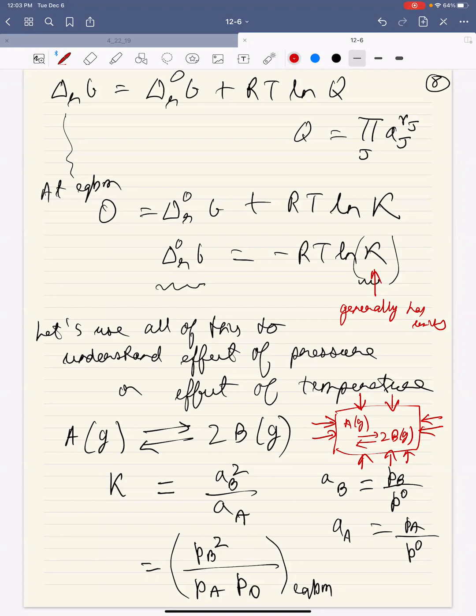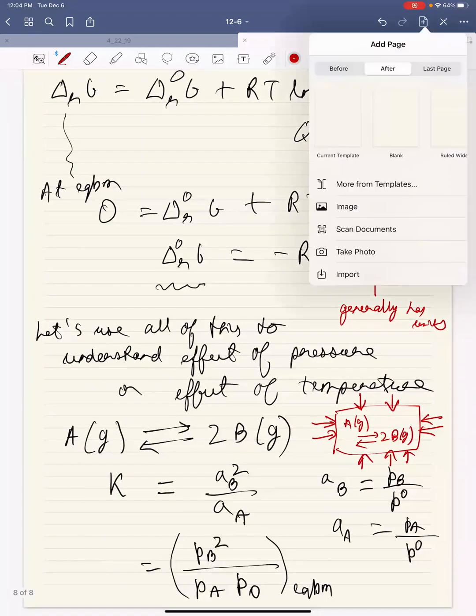So Le Chatelier's principle says, and that's what we are going to prove here, that you always try to oppose the driving force that you have applied. It goes in the other direction, right? So let's see how that happens over here. So let me write down K is equal to PB square by PA and P naught.